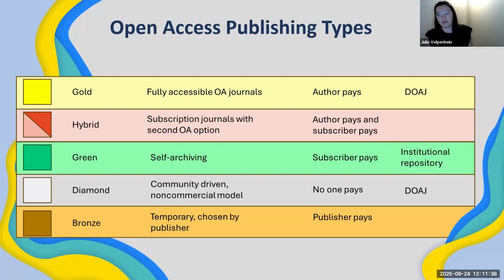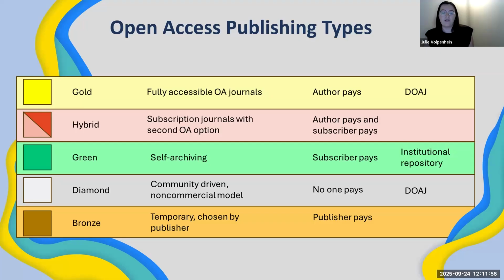the open access option. In this model, the publisher's really benefiting, a lot of people think, because the author is paying to publish their work as open access in this journal, but they're still receiving those subscription fees from all the institutions who subscribe to that journal.